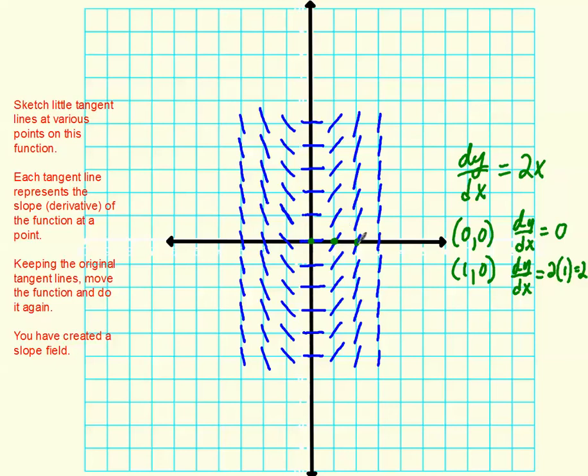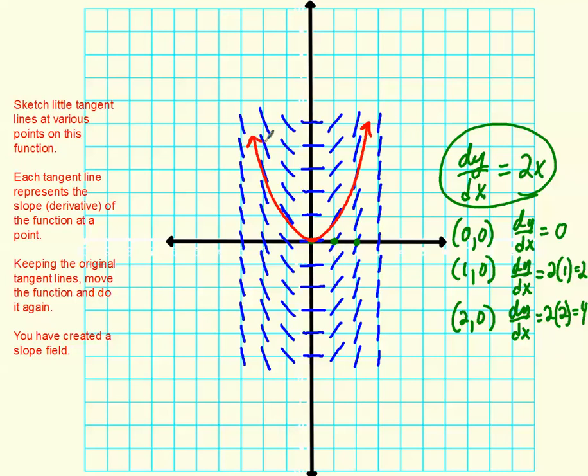Okay, what if I move over to the right a little bit to the point 2, 0? So dy/dx at the point 2, 0 is now 4, hence why it's a steeper line. And that's how we create a slope field, by starting with the derivative. Once we start with the derivative, then we can sketch in what the curve probably looks like, taking us to perhaps that parabola of y equals x squared.